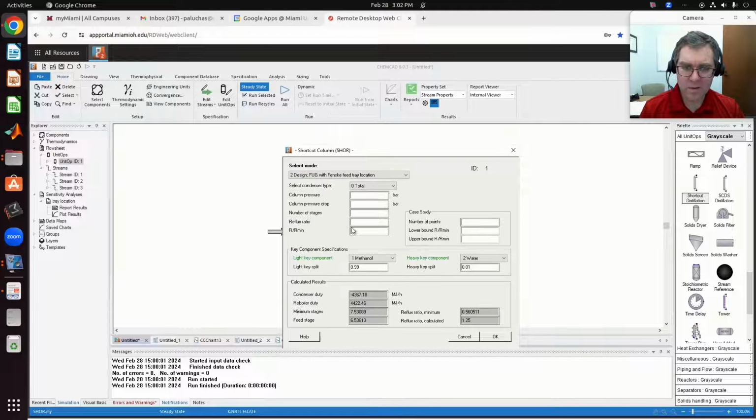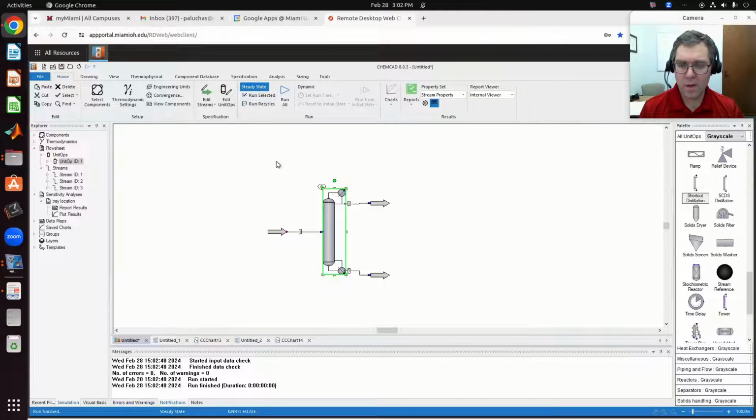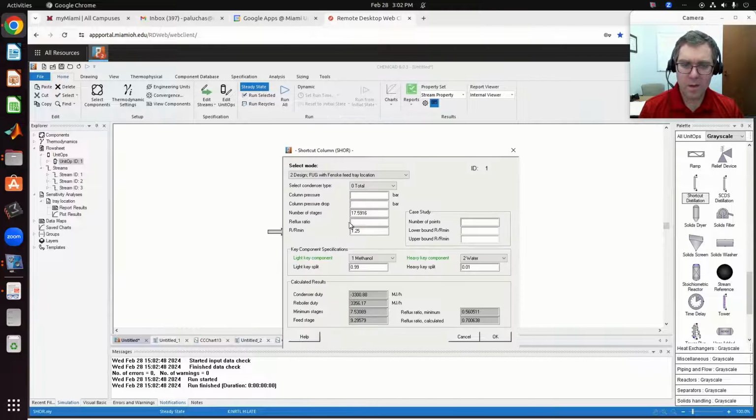So let me come back in. It says R divided by... Okay, so let's do R divided by R min. Rule of thumb of say 1.25. Okay, if I run that, with an R divided by R min of 1.25, R min being my minimum reflux ratio.